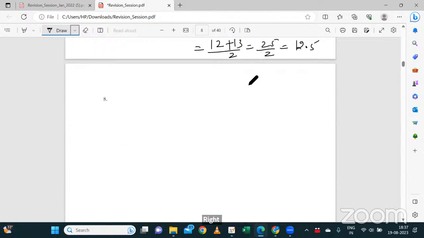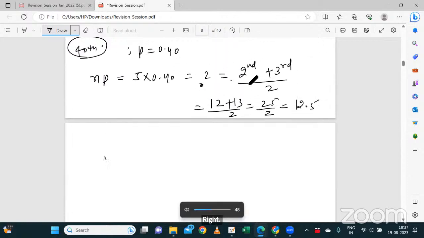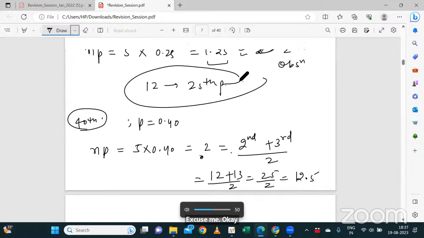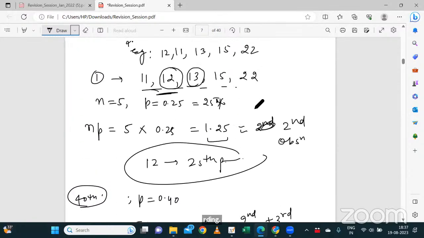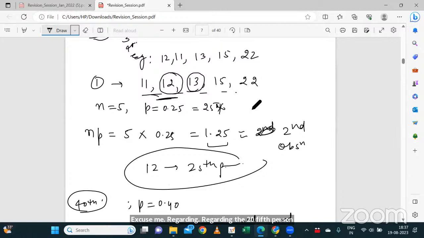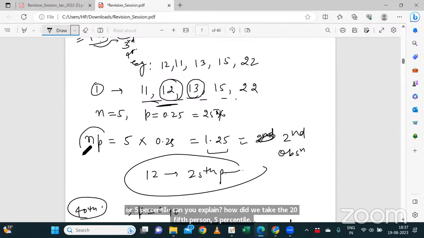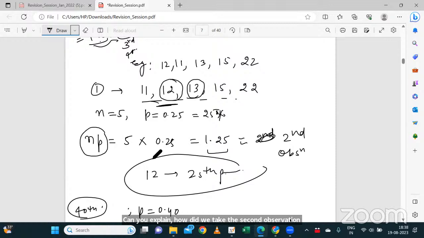Regarding the 25th percentile, can you explain how we took the second observation? Okay, so what procedure says is we have to compute n into p. So n is 5, p is 0.25, so I got 1.25, correct? So when your value of np is in decimal, then we have to take the next integer. So what will be the next integer? Second, right? See, 1.25, its next integer will be 2.